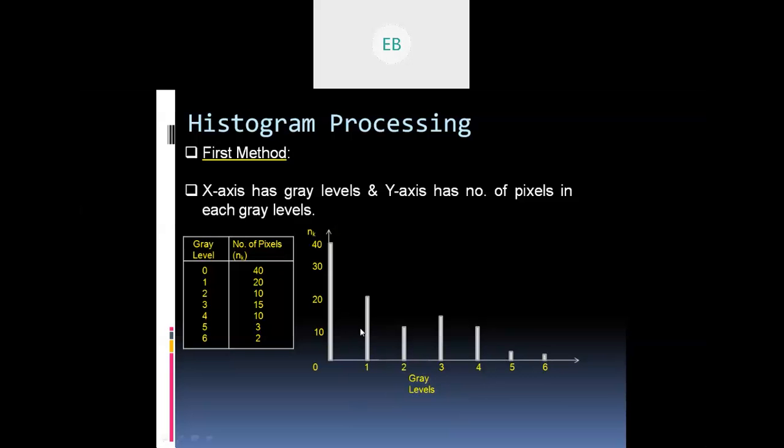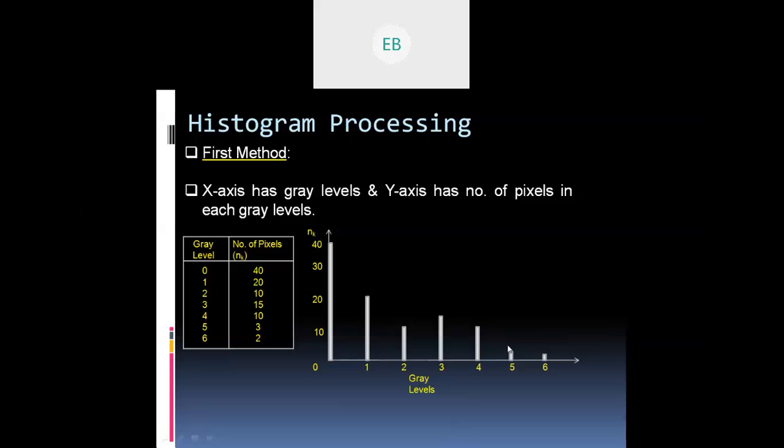Then what is the y-axis trying to depict? It is trying to depict the total number of pixels in each gray level. That is, say for gray level 0 we have a total of 40 pixels. Gray level 1 has 20 pixels, for 2 it is 10, for 3 it is 15, for 4 it is 10, for 5 it is 3, and for 6 it is 2. Here the number of pixels is denoted simply by n of k. So this is the first method.